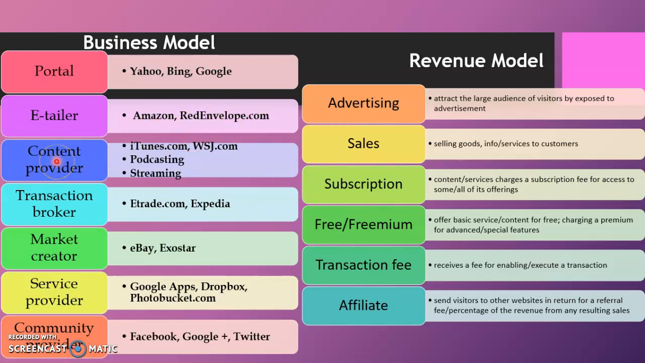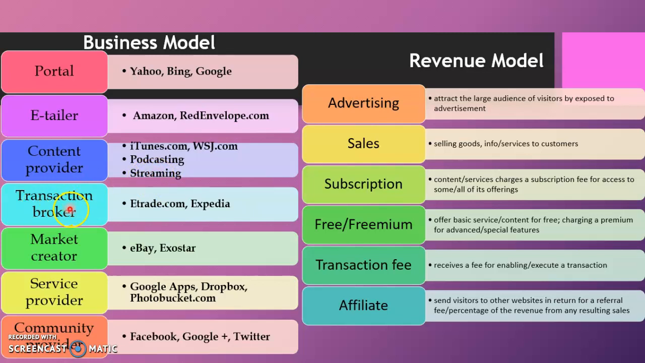Number 3 is content provider. So you supply the content, for example, iTunes, WSJ.com, even Netflix. We supply the content, either podcast or streaming. A podcast is something that you record and then you can watch later. Streaming is something that you have to watch online.